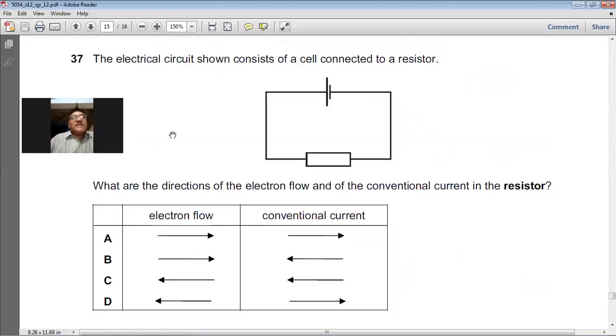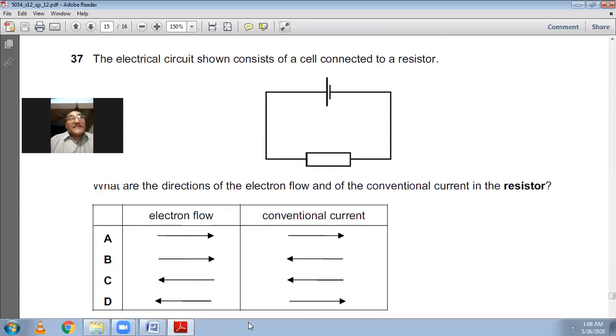Question number 37 is on your screen. The electrical circuit shown consists of a cell connected to a resistor. What are the directions of the electron flow and of the conventional current in the resistor? The conventional current starts from the positive and goes towards the negative. So the conventional current will be from left to right in the resistor. The electron flow is from the negative terminal of the battery towards the positive terminal, so the electron flow will be from right to left. So D looks the right option. Question number 37, D is the right option.